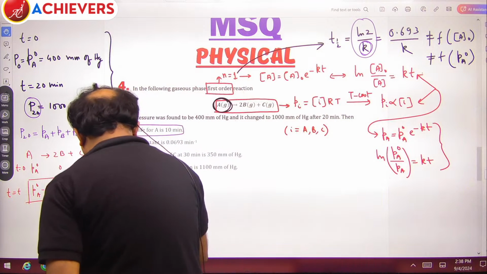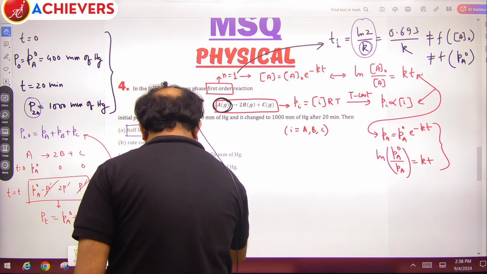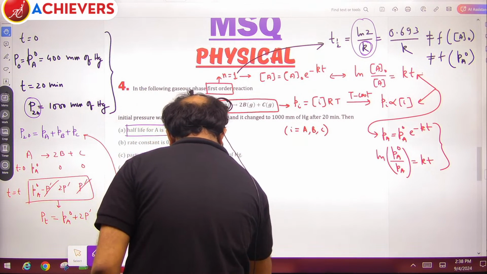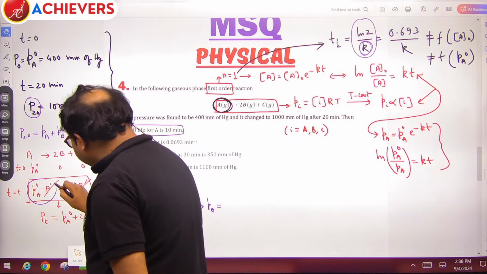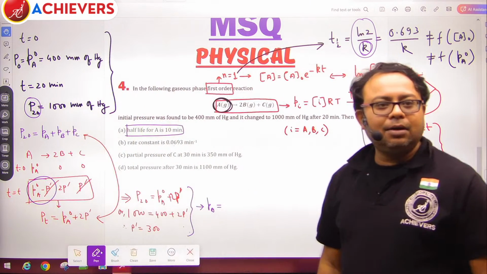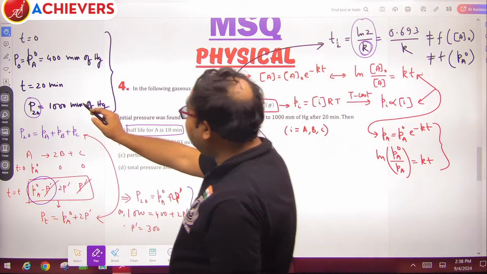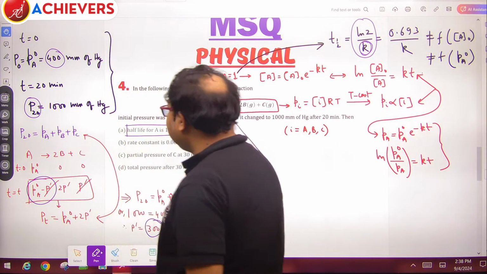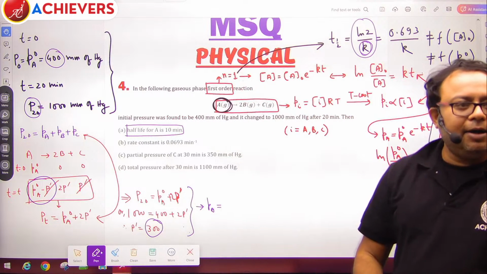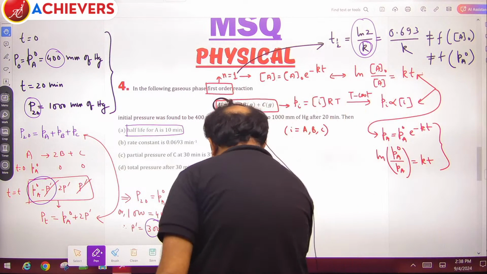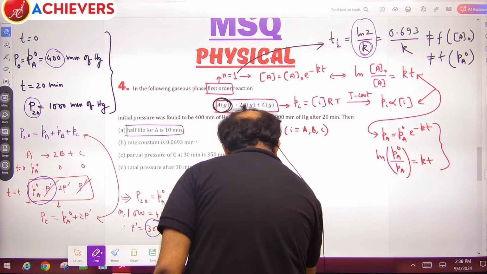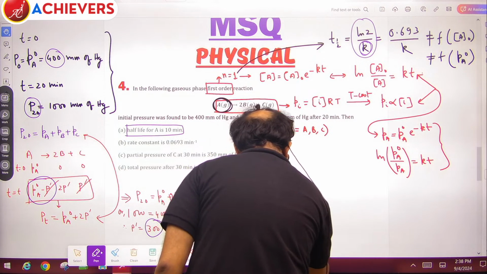So now from here, you see, what is the value of PA? PA is PA naught minus P dash. PA naught is 400, P dash is 300. So 400 minus 300, means 100 millimeter.